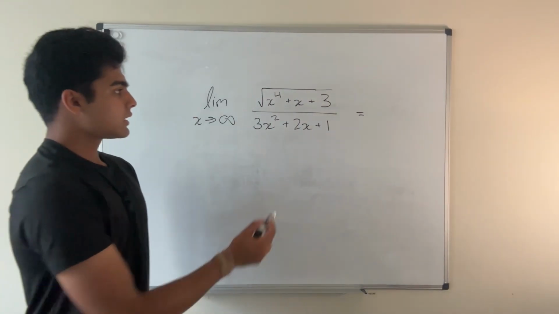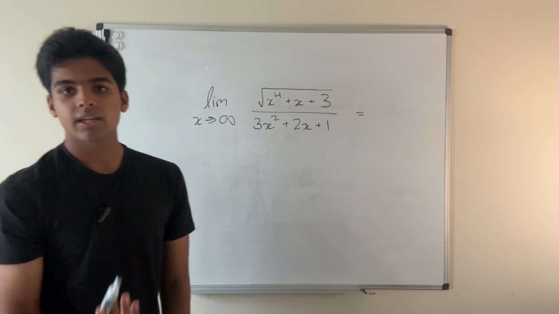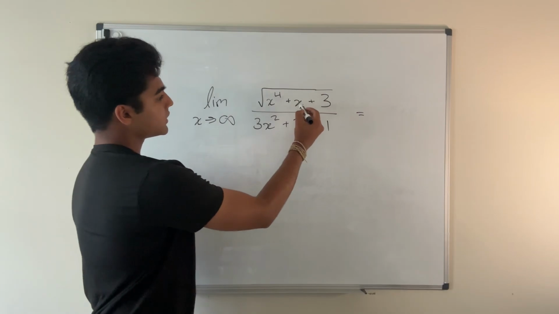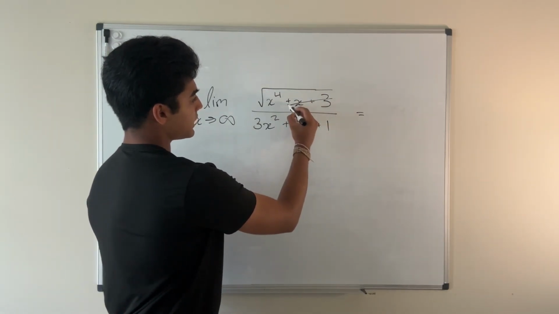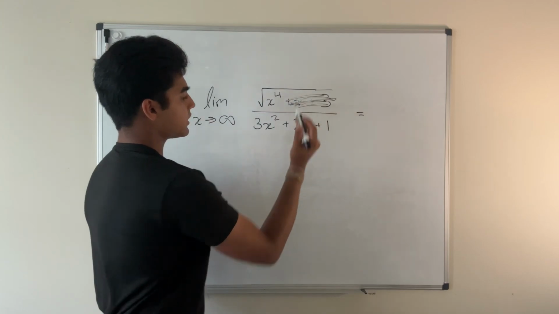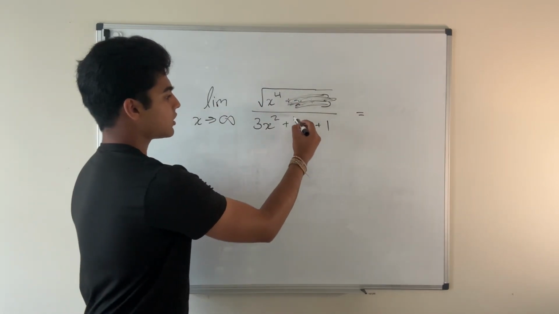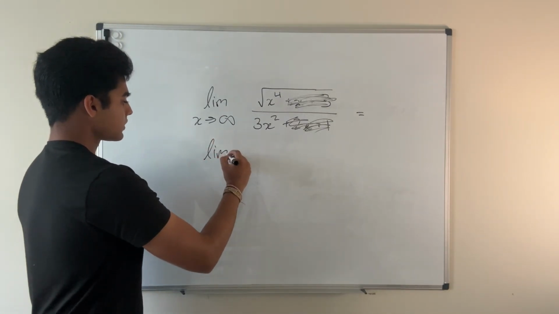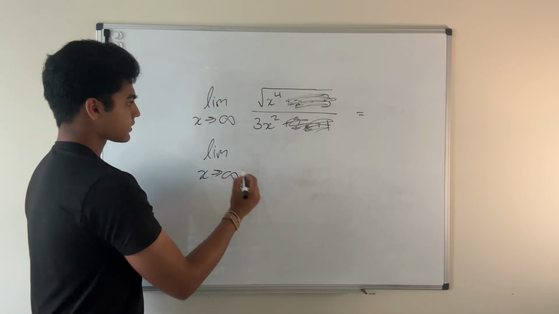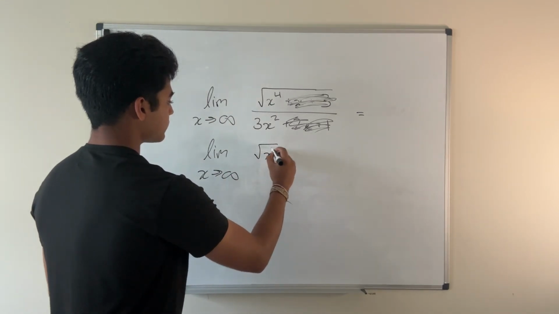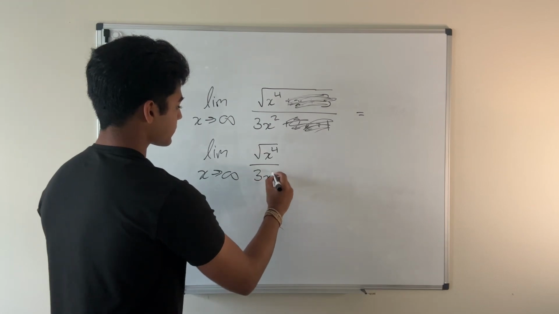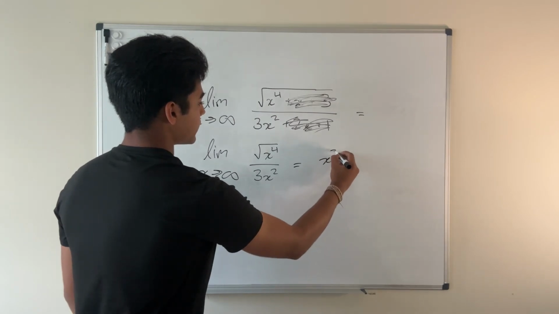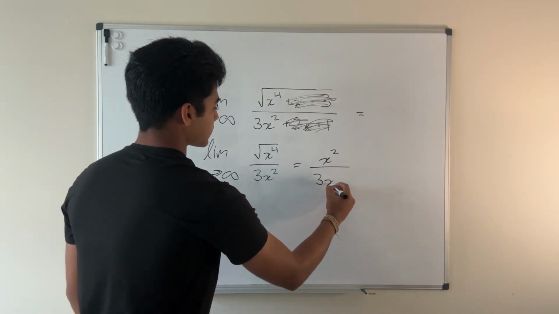Now same thing, it's just inside the square root, but we can still cancel out or ignore the lesser degree terms. In this case, the lesser degree terms would be this x plus 3, so we can cross that out. And in the denominator, it's pretty obvious, we're just going to cross out this 2x plus 1. So now we're going to be left with the limit as x approaches infinity of root x to the fourth over 3x squared. And root x to the fourth is just x squared, right? So we're going to do x squared over 3x squared.